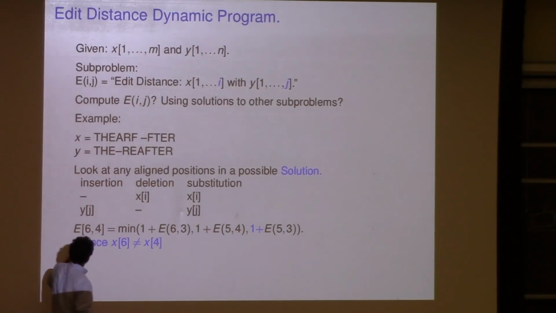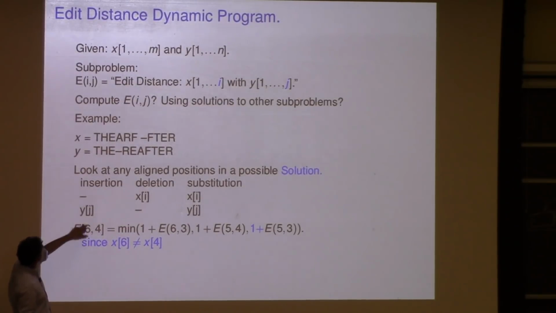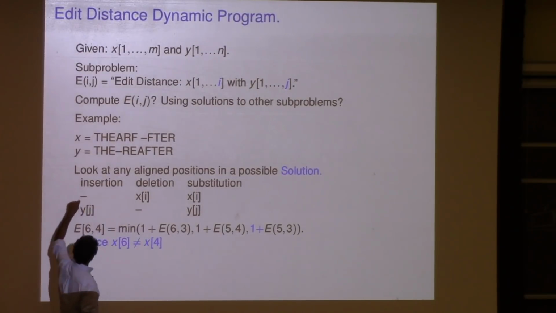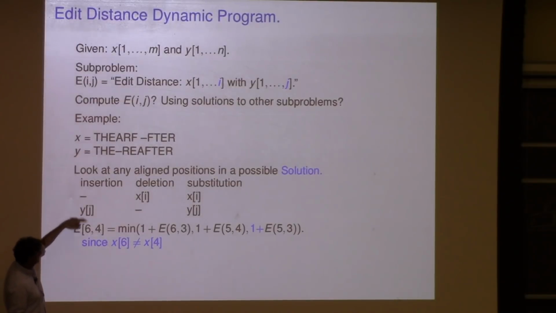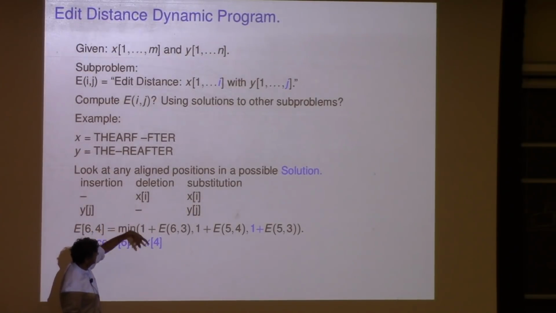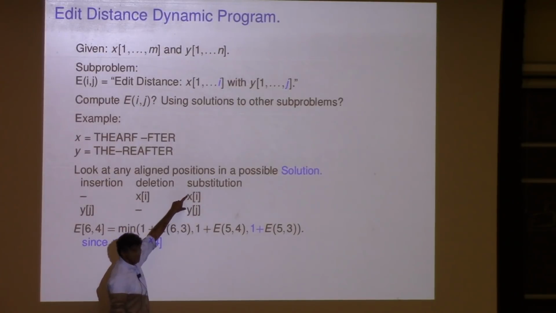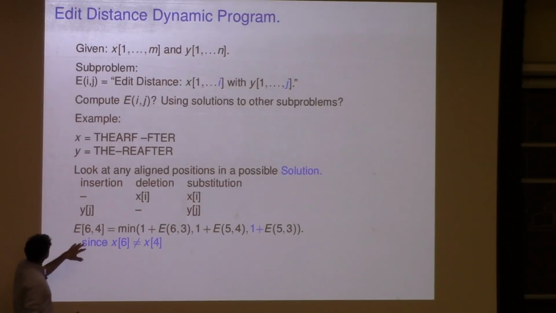Okay? So this is what it says. If I'm looking at the first 6 characters of X and the first 4 characters of Y, what is the cost of this in my alignment? 1. What's the cost of this in my alignment? 1. What's the cost of this one? It depends on whether x sub i and y sub j are different or not. Okay? So now here, if you look at the first 6 characters of X, you get up to the f as the last character. And the first 4 characters of Y, and the last character is r, right? R and f are different.